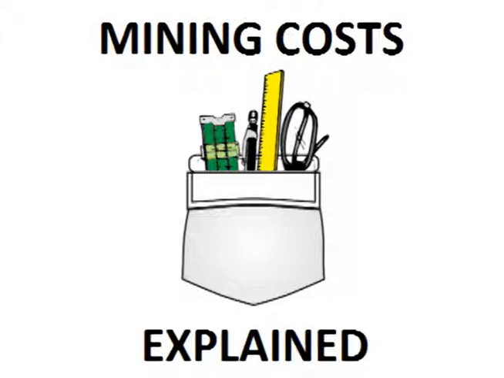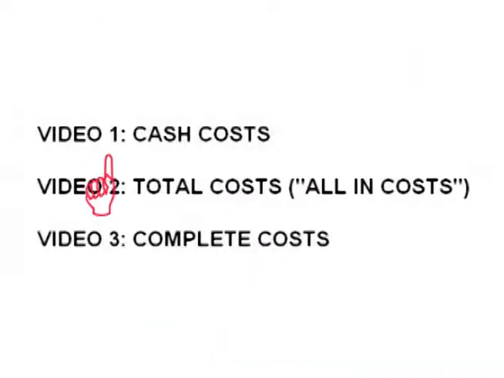Welcome. This is a three-part series that breaks down and explains the different cost categories to produce silver. In the first video, we will look at what is referred to as cash cost. In the second video, we will look at what is referred to as total cost or sometimes all-in cost. In the final video, we will look at the other expenses not included in cash cost or total cost and put it all together.